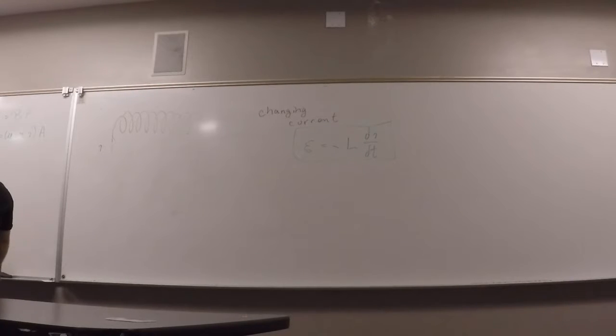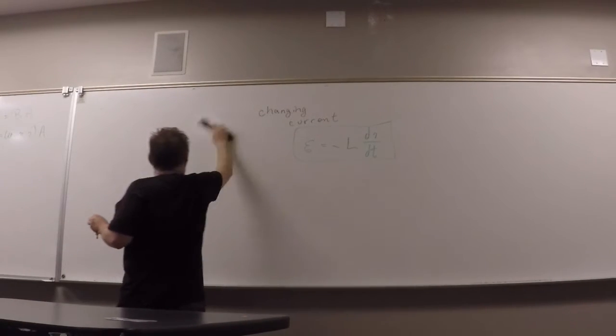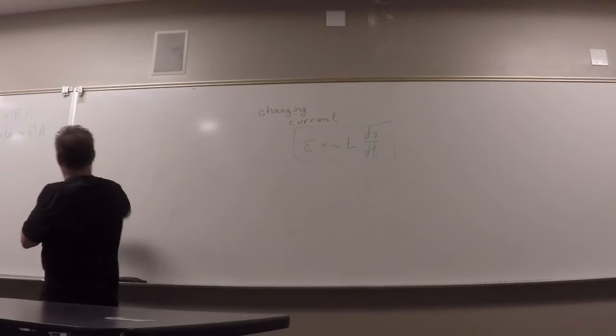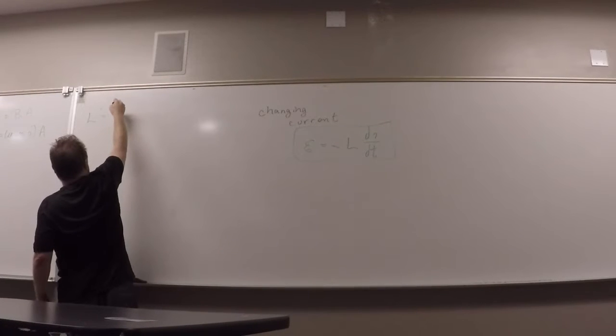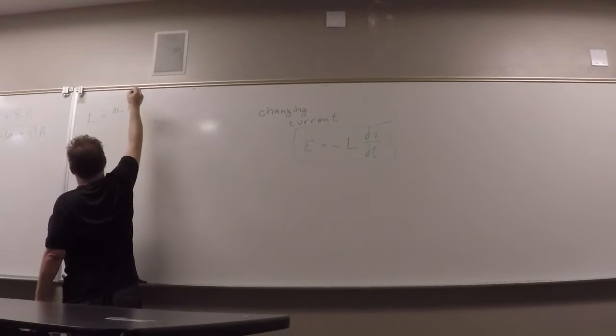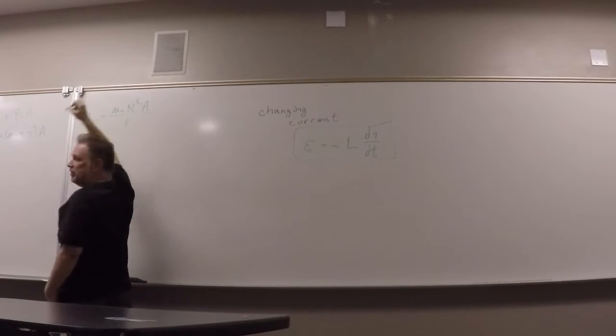And so finally we can get our geometry formula for the inductance of a solenoid. It looks like this. It's mu naught n squared area divided by the length of the solenoid itself.